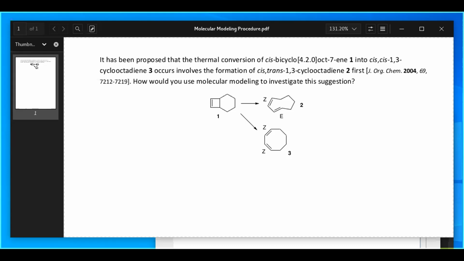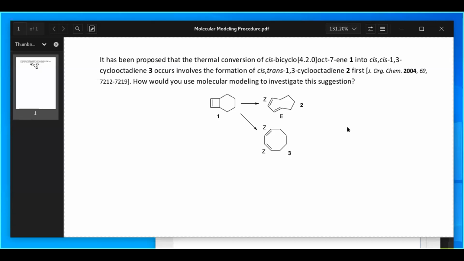So here's an interesting problem. It says it's been proposed that the thermal conversion of cis bicyclooctane into the octadienes involves the formation of the ZE isomer first. So the question is, how would one use molecular modeling to investigate this suggestion?